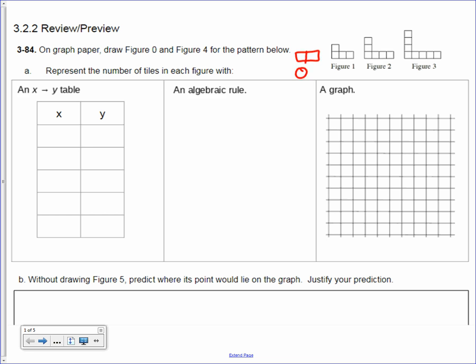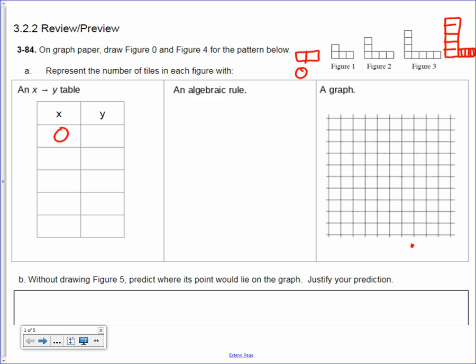And then figure 4 would go up 5. And 1, 2, 3, 4, and over 5. I ran out of room, but over 5 like that. So then it says in part A, make an XY table.